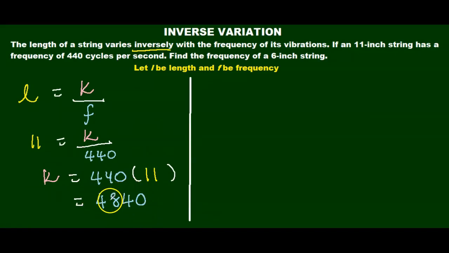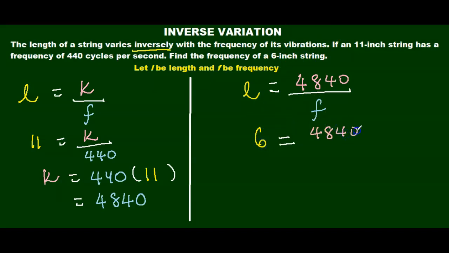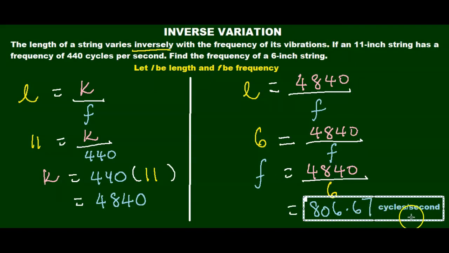Remember, we always have to find our constant of proportionality before we can plug it back into our original equation to find the unknown in the question. So now we have our constant of proportionality, so we can write it as L equals 4840 over F. And now we want to solve for F when our L is 6. So we're going to change our L to 6: 6 equals 4840 over F. Cross multiply, we bring the F up and we bring the 6 down. So we get F equals 4840 over 6, which gives us 806.67 cycles per second.